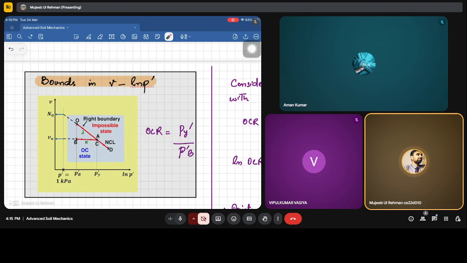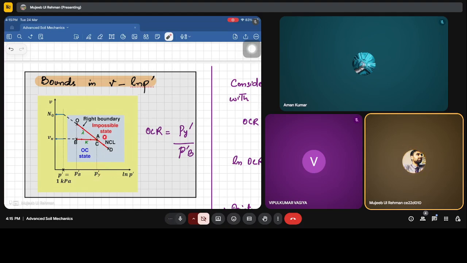Present is P dash B. You can see P dash Y is greater than P dash B, because from here we are doing the unloading. So the current state of the soil is the OC state, because the present stresses are less as compared to what it has experienced in the past. So this is the state where, at A, the pre-consolidation stress is P dash Y.